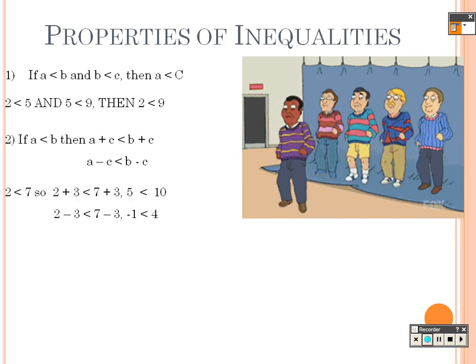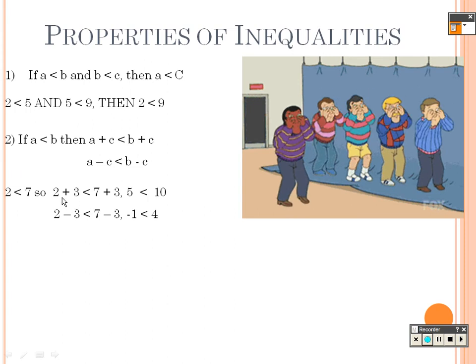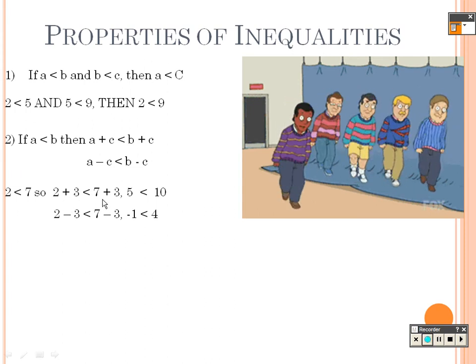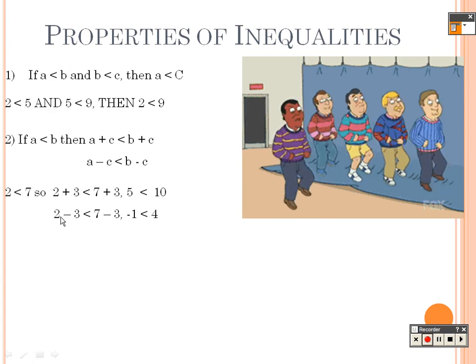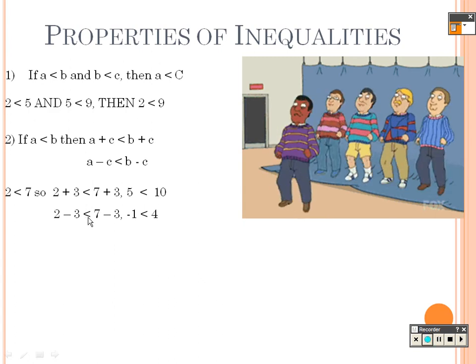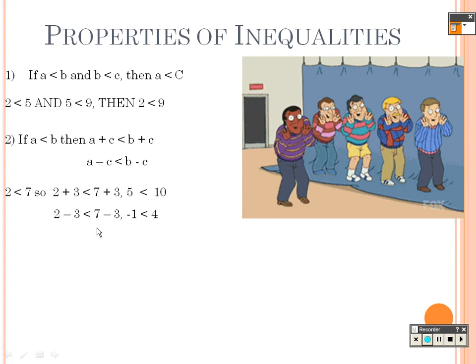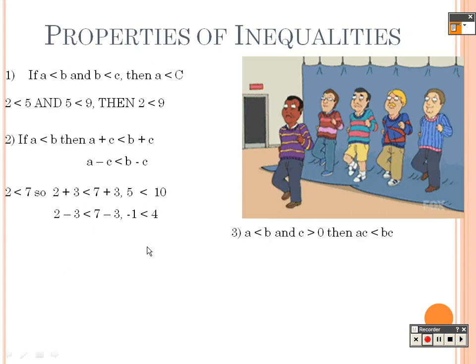So how does that work? 2 is less than 7, right? So then 2 plus 3 has to be less than 7 plus 3, which is correct. That's 5. It's less than 10. So then 2 minus 3 has to be less than 7 minus 3. So a negative 1 and a 4. Well, there it is. That's correct.